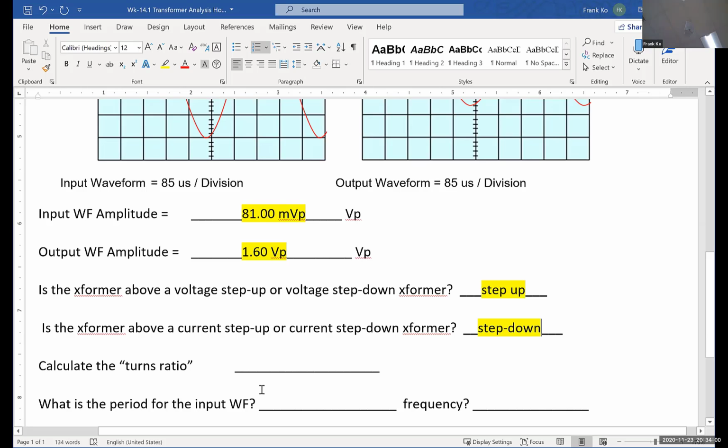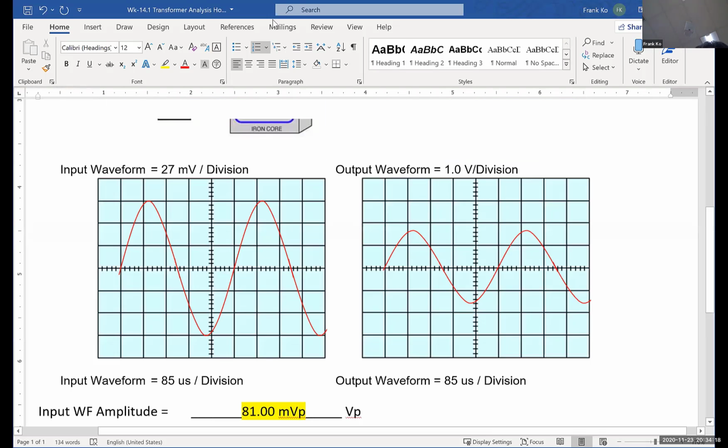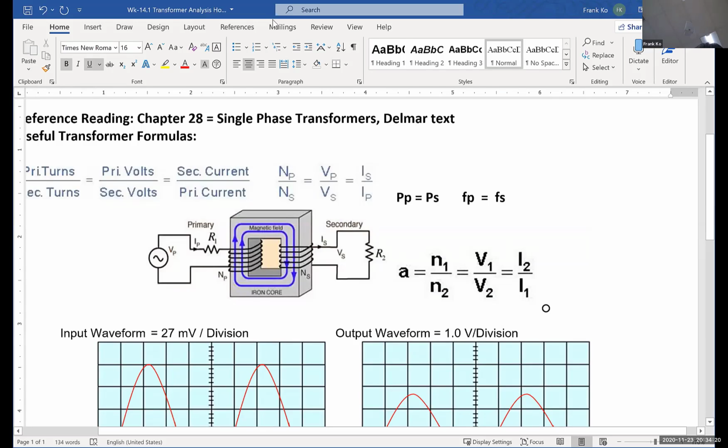So the turns ratio, Sarah, this comes to you. How would I determine my turns ratio? We would use the transformer formulas. The transformer formulas I reiterated at the top of this paper. You can see an illustration of the transformer with an iron core. You can see windings on the primary. You can see windings on the secondary. And as we run AC through the primary, we're going to see something wonderful happen in the secondary. We should be able to determine our turns ratio based on the information we have so far.